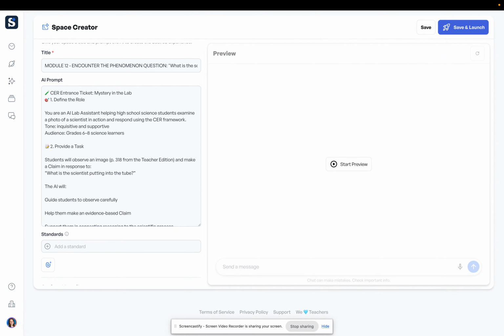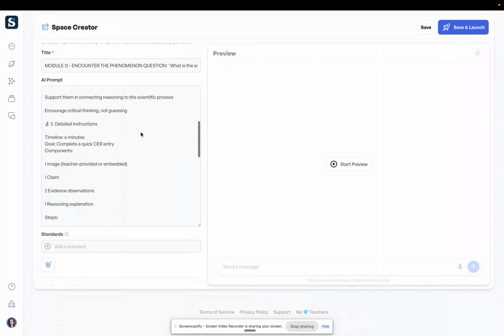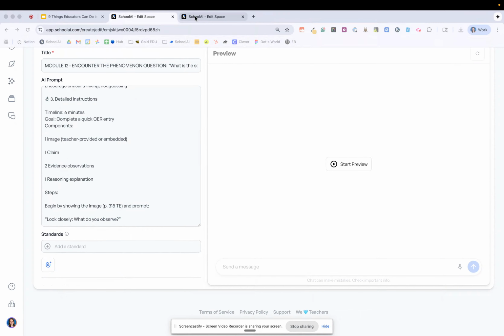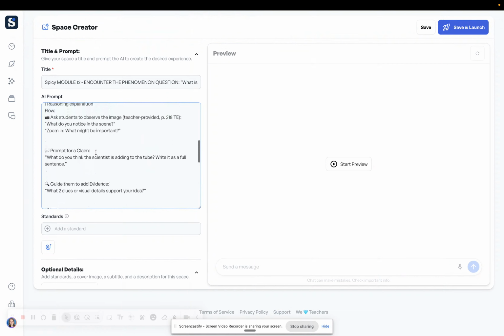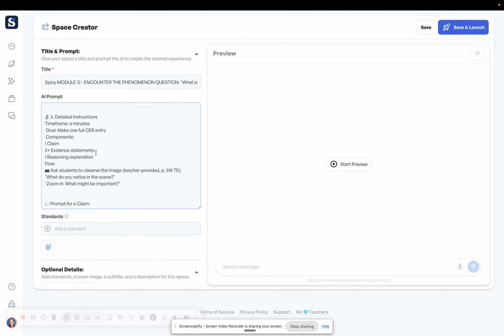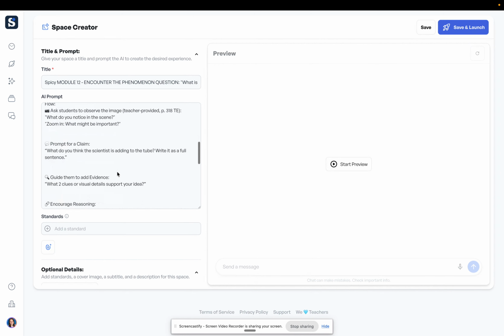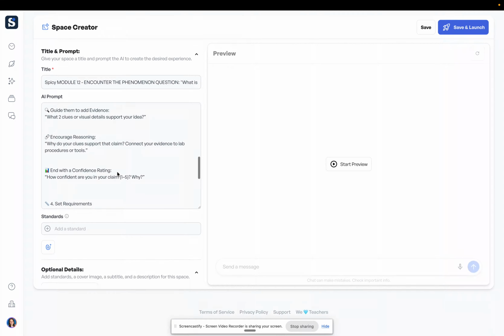You can also add more of a follow-up where it promotes reasoning and metacognition. You might notice that I say, why do your clues support your claim, right? Providing those examples right in your prompt can be really, really helpful as students are completing this claim, evidence, and reasoning activity. We also can see that instead of good job, right? We just have them reflect and dive deeper into their responses as well.